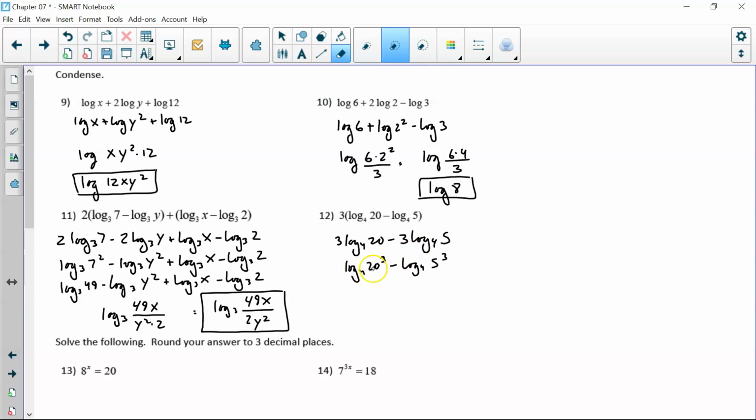Now, 20 to the third is a big number. It's 8,000. So it's the log base 4 of 8,000 minus the log base 4 of 125. That's 5 cubed. So what we have here, since there is just subtraction, write your 1 log base 4. The 8,000 is positive. It stays in the numerator. For the negative, log base 4 of 125, the 125 goes in the denominator. So what we end up with is the log base 4 of, and 8,000 divided by 125 is 64.